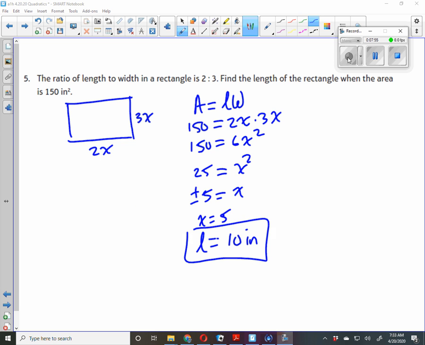All right, so for the next one, remember your ratio, length to width, and if you switch those, you're going to end up with the wrong answer. You had to multiply through and then take the square root. Once you found x, make sure you answer the question. We're looking for the length. 2 times 5 is 10.